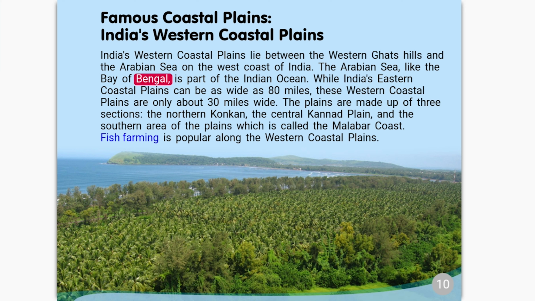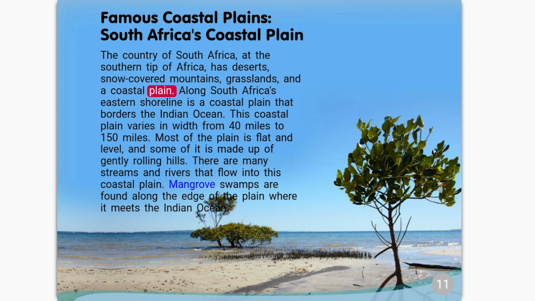Famous coastal plains, South Africa's coastal plain. The country of South Africa, at the southern tip of Africa, has deserts, snow-covered mountains, grasslands, and a coastal plain. Along South Africa's eastern shoreline is a coastal plain that borders the Indian Ocean. This coastal plain varies in width from 40 miles to 150 miles.